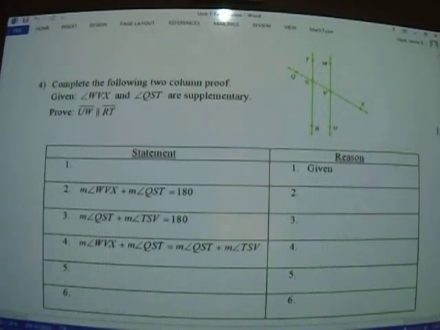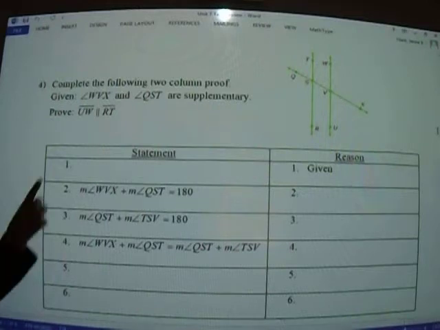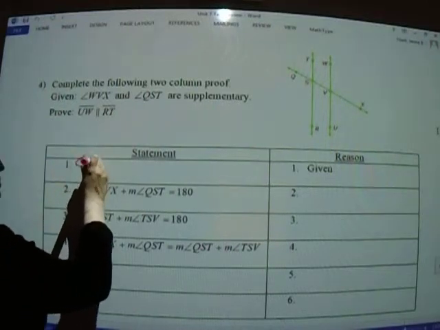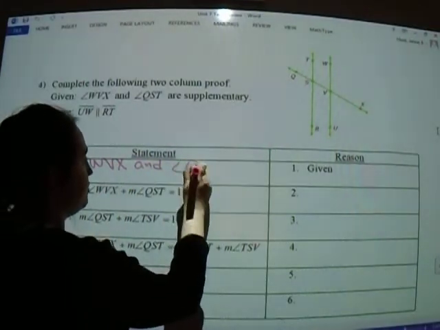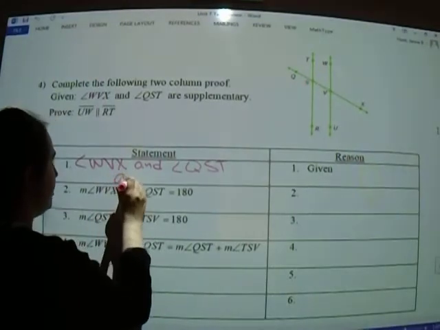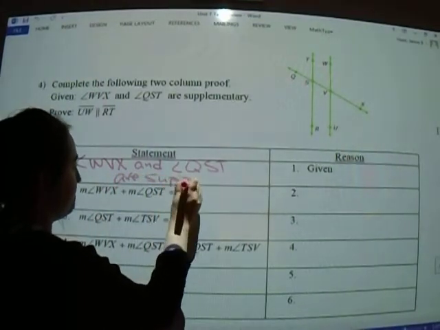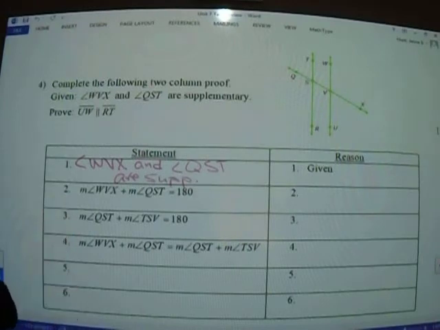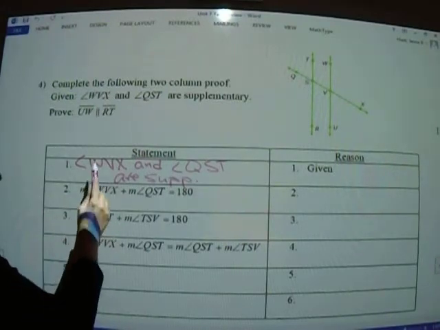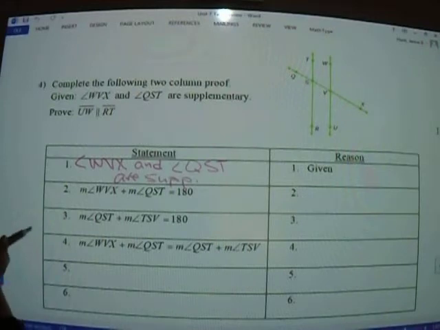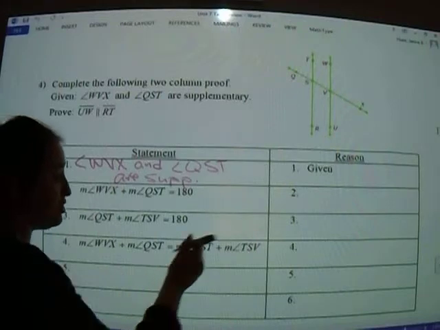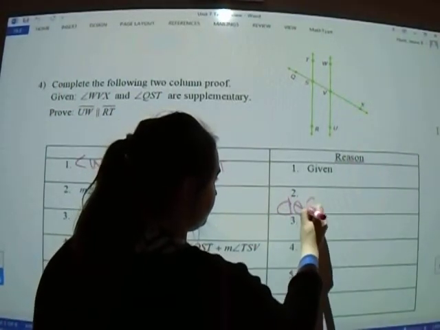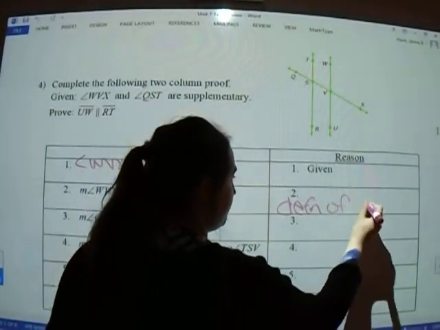Okay. Number 4, complete the following 2-column proof. Given, we're going to put our given right here, right? That angle WVX and angle QST are supplementary, right? That's our given. All right. So now we have the measure of angle WVX plus the measure of angle QST equals 180, which is basically this, just written in a different format, right? So that's the definition of supplementary angles.